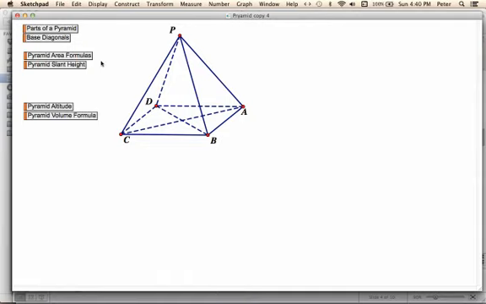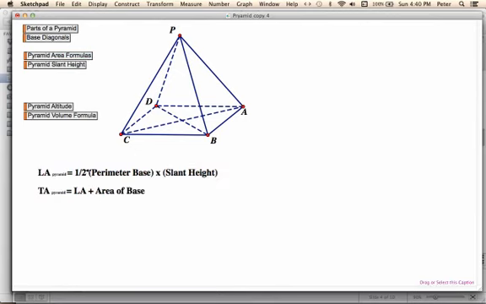The first formulas I want to talk about are the lateral area and the total area. Now, very similar to prisms and cylinders, we're going to find the lateral area by multiplying the perimeter of the base times the slant height. But with pyramids, we have this 1/2. And that comes from the fact that the lateral faces are all triangles. So just as the area of a triangle is 1/2 base times height, the lateral area is going to be 1/2 perimeter of the base times the slant height.